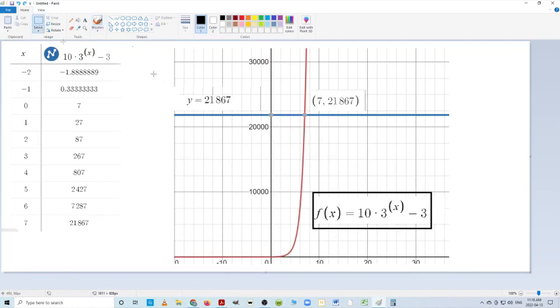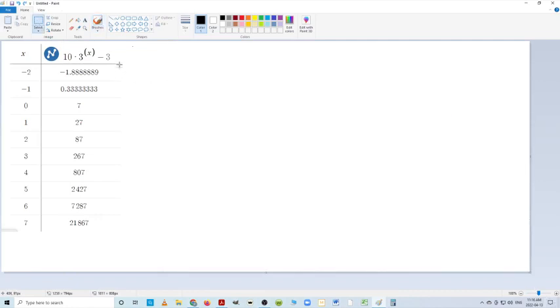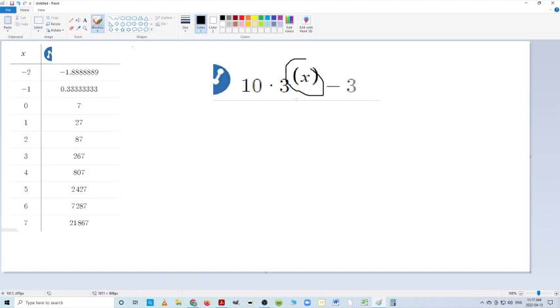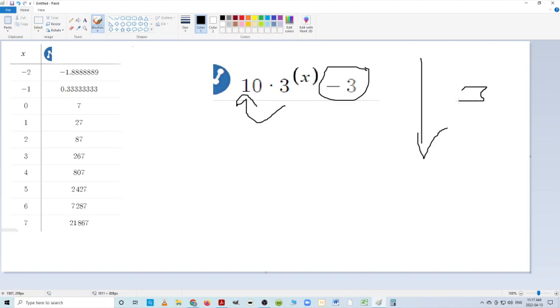Now let's go back to just the data. Clearly I can see a formula, and clearly there's no x transformations because there's nothing affecting the x up here. The base is 3, but there's two y transformations. There's a vertical stretch of a factor of 10, and then there's a vertical translation down by 3 units.